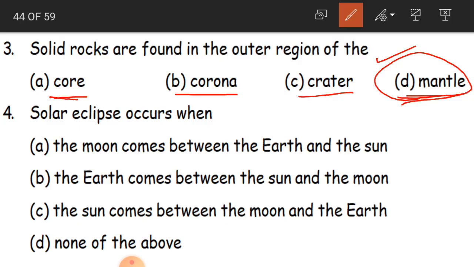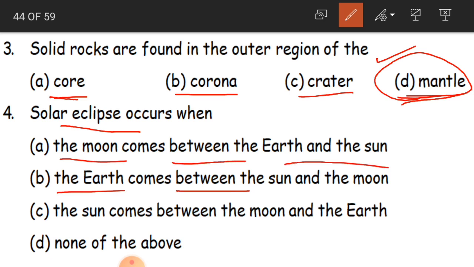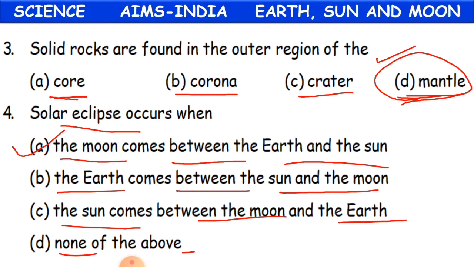Clear children? Now, fourth question. Solar eclipse occurs when? Options are: the moon comes between the earth and the sun, the earth comes between the sun and the moon, the sun comes between the moon and the earth, and none of the above. A is the correct answer. That is, when the moon comes between the earth and the sun, solar eclipse occurs.